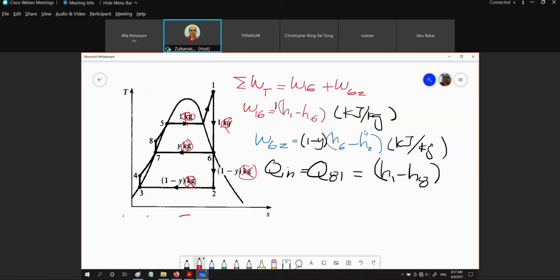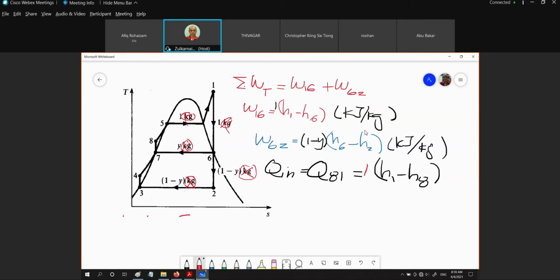And if we look at the fraction of flow from 1 to 8, you see right here, this is 1. Okay, and then this is 1 minus Y. And then we can see that 1 minus Y flows to 2, 3, 4, and 6 again. But what happened in 7? We have mixed the 1 minus Y and Y. So what is coming out from the 7 is 1 fraction. So as far as the flow fraction is concerned right here, this is 1. So this is the Q in.